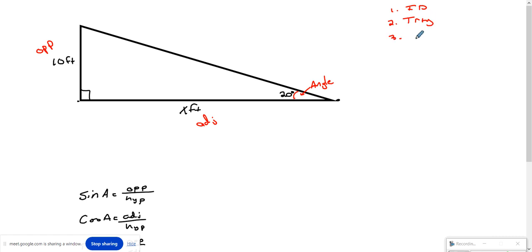The third thing I'm going to do is set up the question. That means we're going to plug everything in where it goes. So now we're going to say tangent, because that's what we picked, the tangent of the angle. Angle goes right here, equals the opposite leg, which in this case is 10, over the adjacent leg, which is unknown, x.